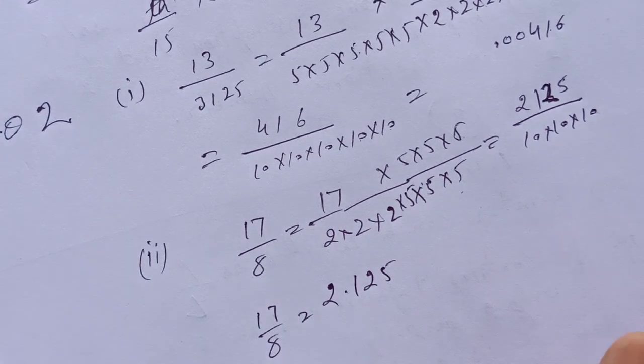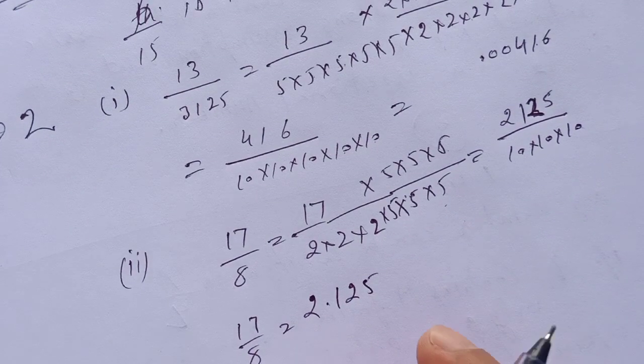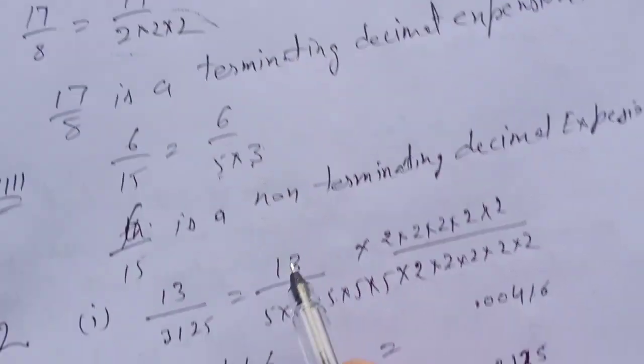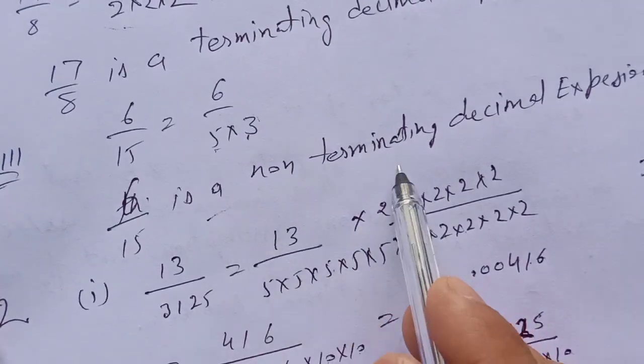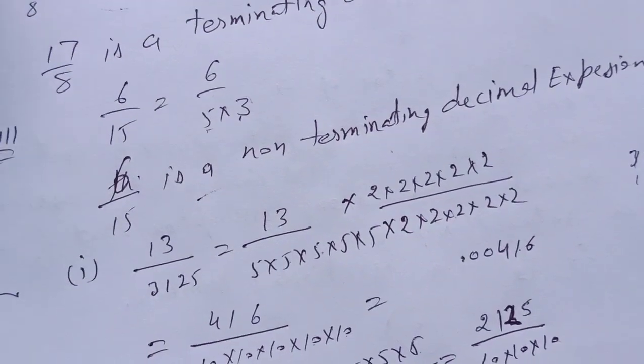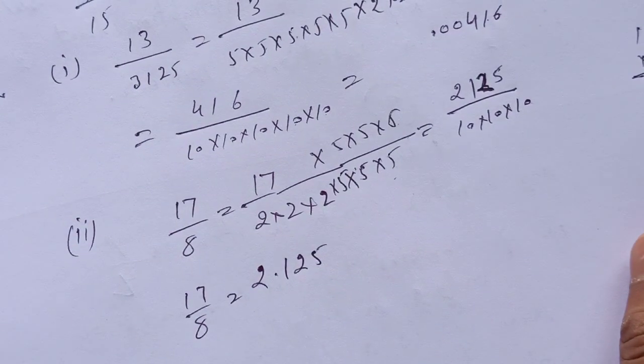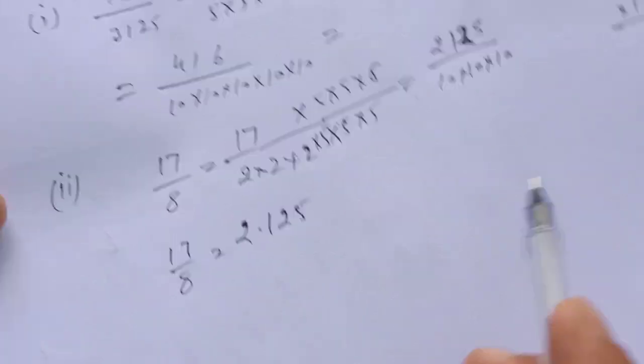If this is terminating decimal, we can express it in decimal form. But if it is non-terminating, then we cannot write it as a decimal expansion. Okay, you have to do other parts yourself. Question number 3.